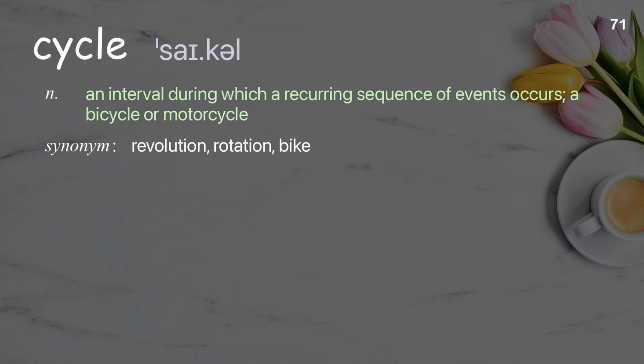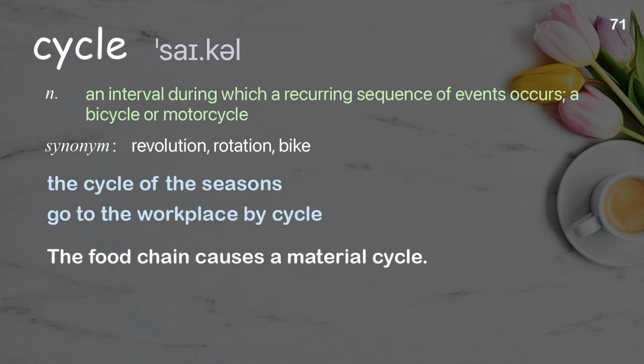Cycle: an interval during which a recurring sequence of events occurs; a bicycle or motorcycle. Examples: the cycle of the seasons. Go to the workplace by cycle. The food chain causes a material cycle.